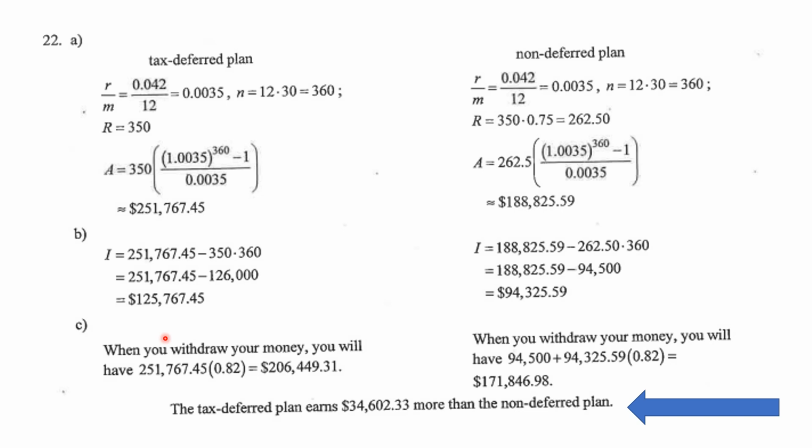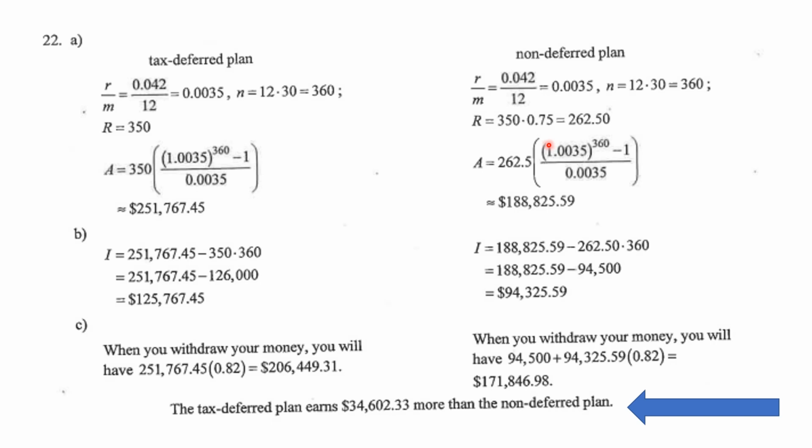and this is 767.45. So you see, when you withdraw this account, you have to pay the taxes on this amount, the total amount, but now it has dropped to 18%, not 25%, and so what you have is you will get to keep $206,449.31.